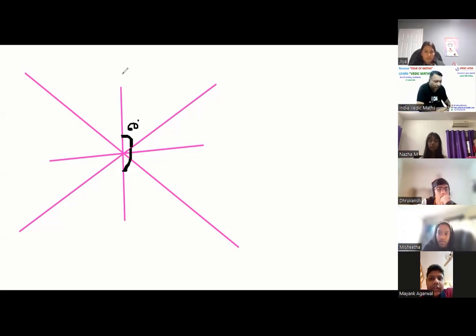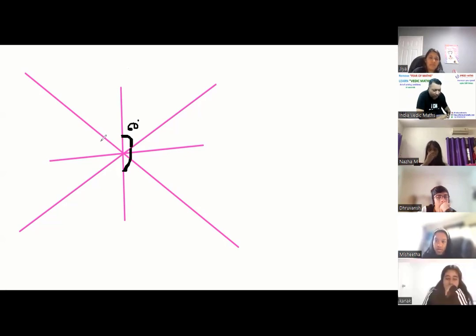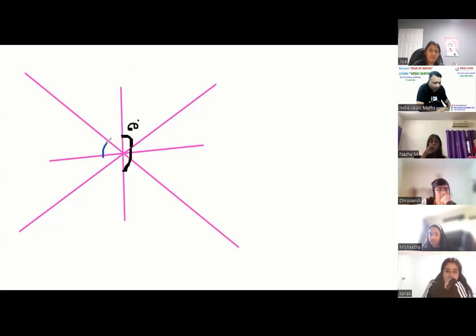Kanak, if the blue angle is 20 degree, how much will be the remaining angle? 160. Understood, everybody? You have to observe and visualize. It's very simple. Straight angle is 180, so you have to find out how. Correct?